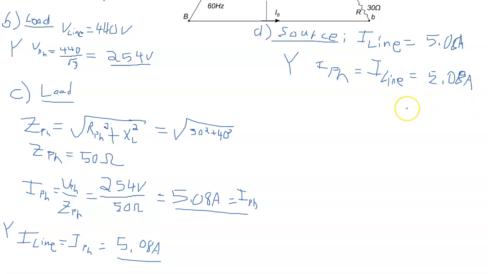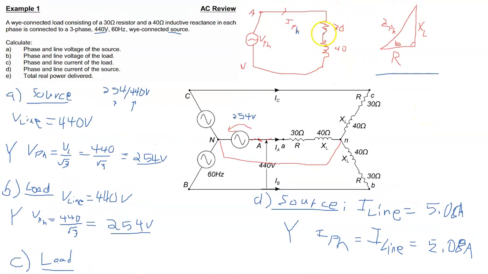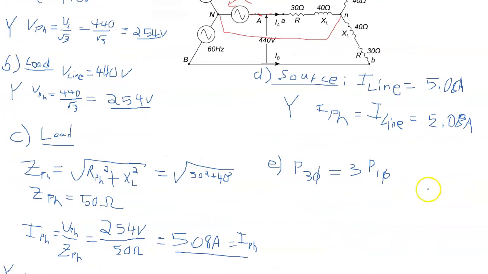My 8 are kind of missing. Okay, so now the tricky part might be part E, and that is the total real power delivered, which again I like to call P3 phase. Now, the easiest way to do it for this particular question is to say P3 phase is equal to 3 times P1 phase. And the reason for that is that the power delivered to the phase, if you think about this circuit here, is the power delivered to the resistor. And the easiest way to calculate that is I squared R.